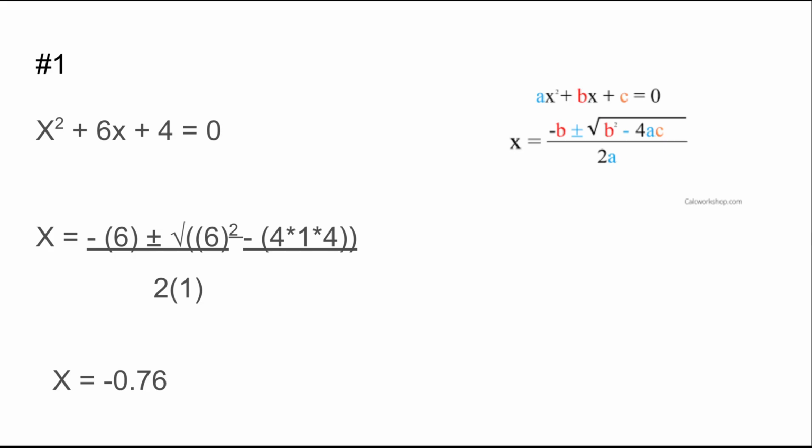Then we will do this again, subtracting. Negative 6 minus the square root of 6 squared minus 4 times 1 times 4, enter, divided by 2. X equals negative 5.24, our set of solutions.